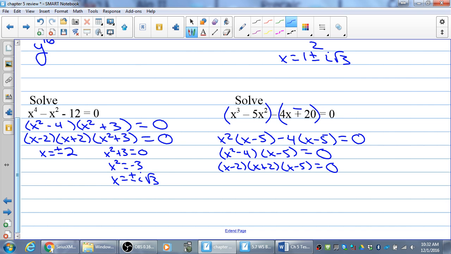You can keep factoring this one. So in the end, the answer is plus or minus 2 and 5. So 2 for the first, negative 2 for the second, 5 for the last one. Any questions on that one? Factor by grouping. That's when you have 4 terms. That's what tells me by grouping.